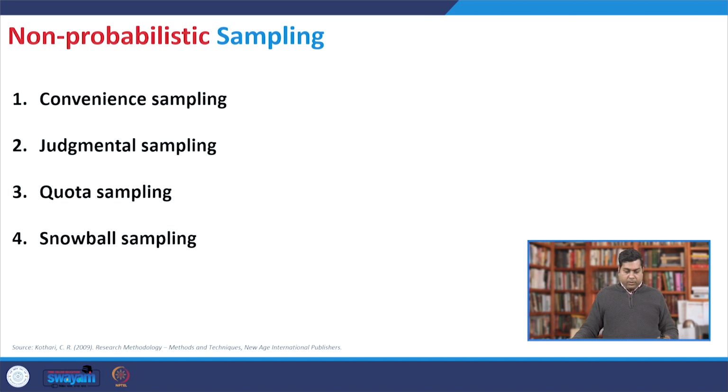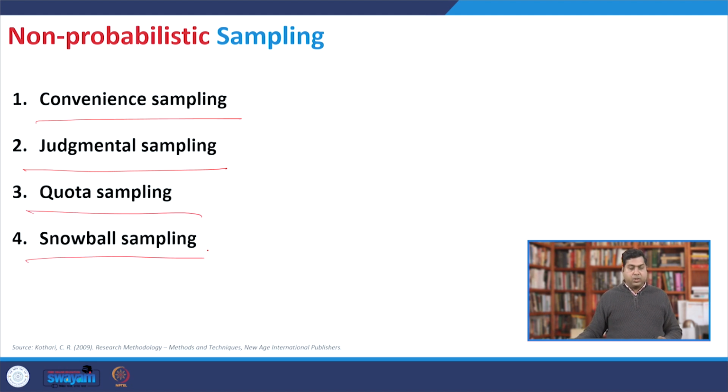Now if you want to know the classification, in this case we have certain kinds of sampling. You may find some more if you search the web, but these are the most commonly used non-probabilistic sampling techniques: convenience sampling, judgmental sampling, quota sampling, and also snowball sampling. So what are they, and where can we use them? Let us understand one by one.